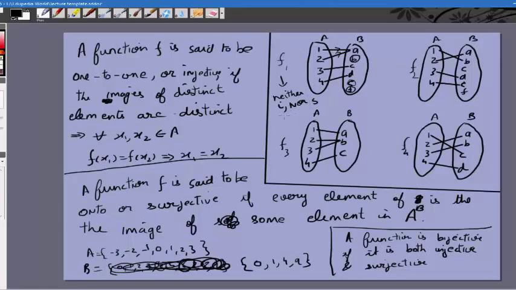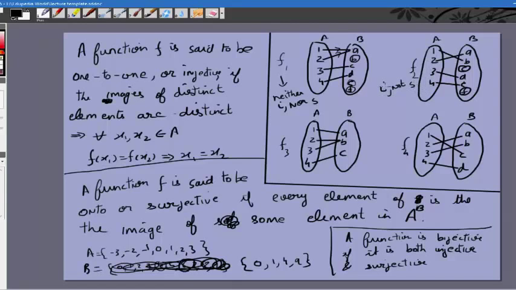Let's look at this one. It is injective but not surjective. It is injective because distinct elements of A correspond to different elements in B. See, no two arrows have the same endpoint in B. So this is injective. 1 goes to a different element, 2 goes to a different element, 3 goes to a different element, 4 goes to a different element. So it is injective, it is one-to-one, but it is not surjective because there are the elements C and F which are not the images of any element in A. So it is not surjective, but it is injective.